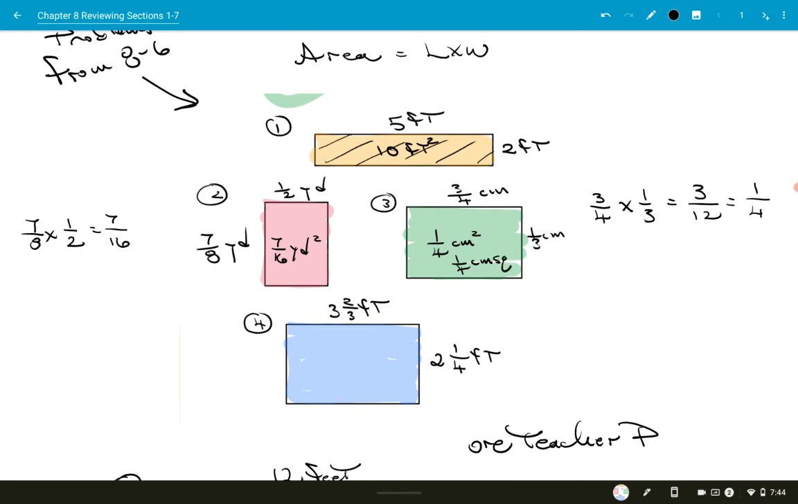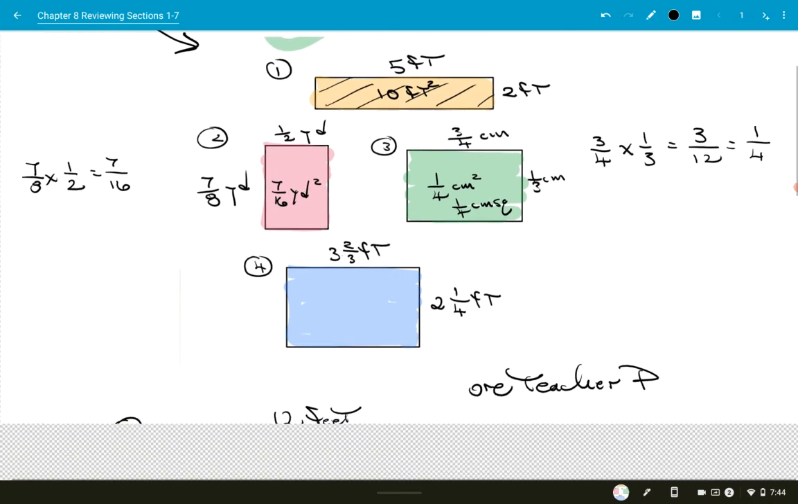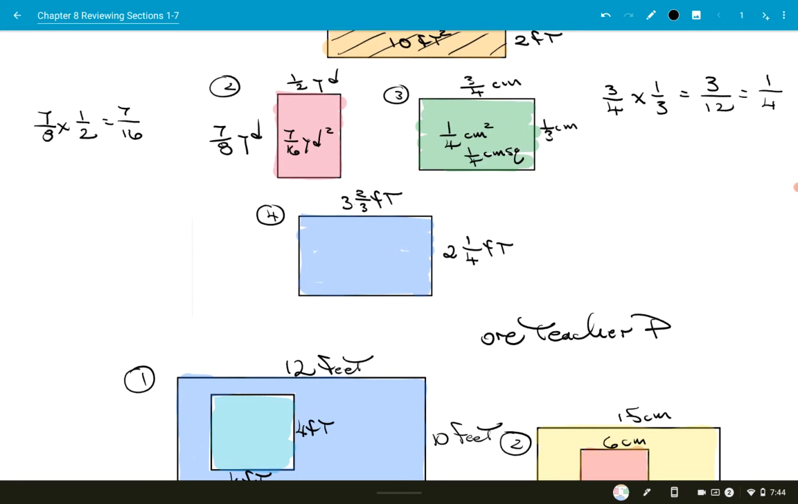Either one is fine. Number four is a little tricky because we need to convert these to an improper fraction, so then we can multiply and figure them out. And I don't know if you guys did this or not, but let's convert 3 2/3 first. I've briefly shown you this before. So 3 times 3 is 9, plus 2 is 11. So that's 11 over 3. So 3 2/3, as an improper fraction, is 11 over 3.